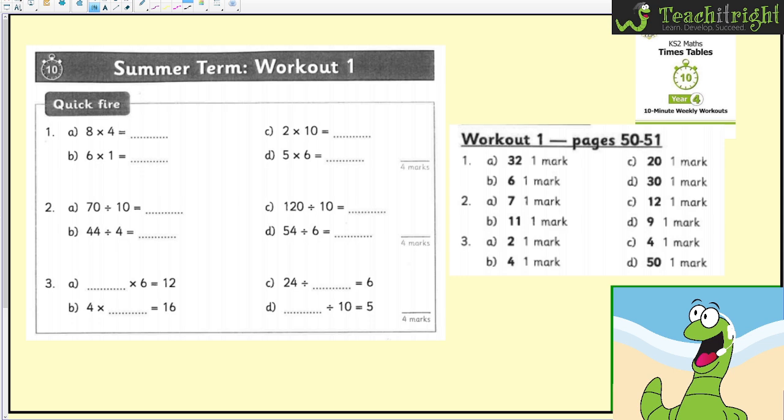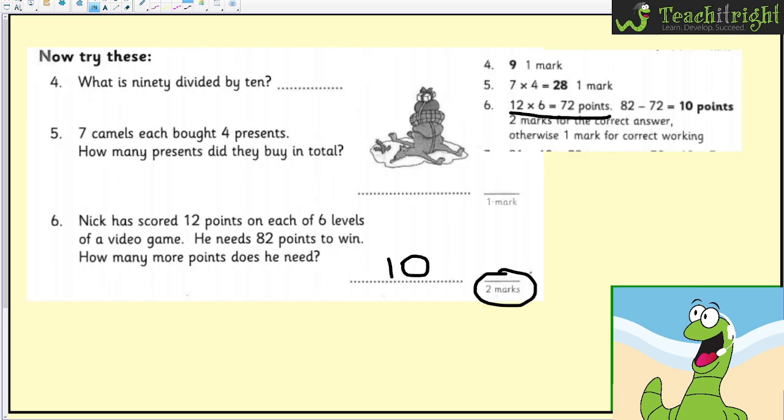Right guys, we're now moving on to the summer term's work, times tables, and for these I've actually got the answers up on the screen because it's nice and fast with these. So just making sure we've got 32, 6, 20 and 30. We've got 7, 11, 12 and 9. And then these are reversed, so what times 6 equals 12, so it's going to be 2, 4, 4 and 50. For these ones here, again, what is 90 divided by 10? That's 9. 7 camels, each had 4 presents, so that's 7 times 4, which gives us 28.